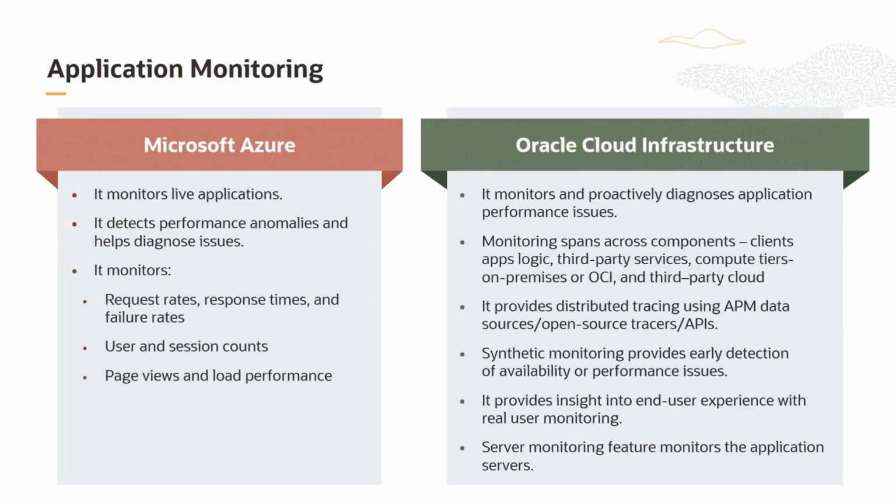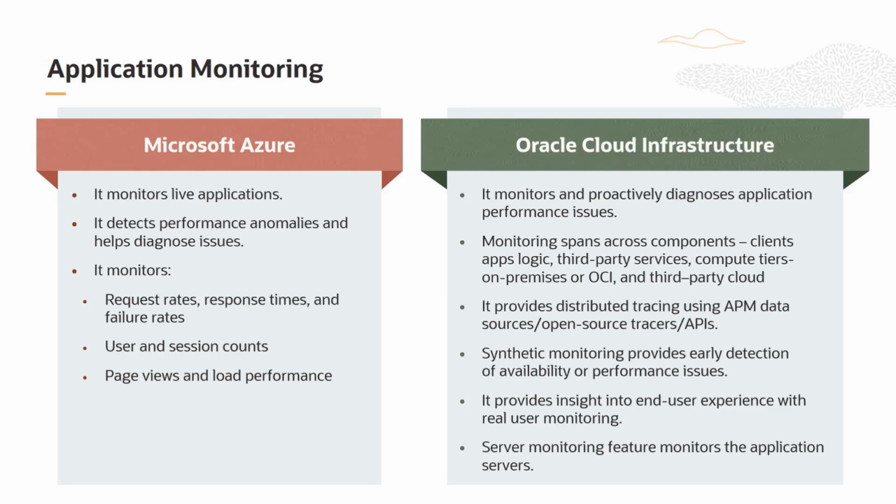Now let's look at application monitoring. In Azure, Application Insights provides monitoring for live web applications. It detects performance anomalies and helps diagnose issues. It also helps the development teams understand how the application is performing. In OCI, Application Performance Monitoring provides a comprehensive set of features to monitor applications and diagnose performance issues.